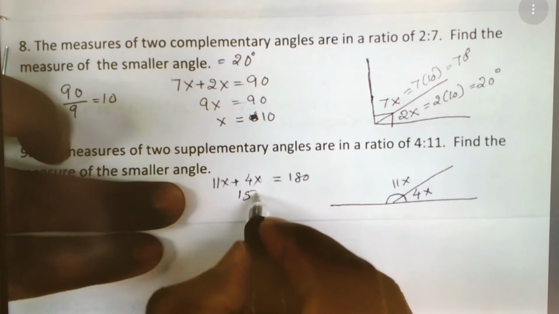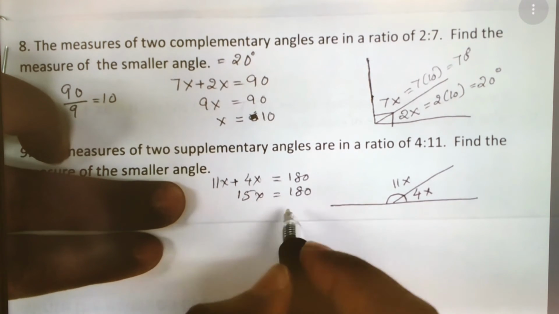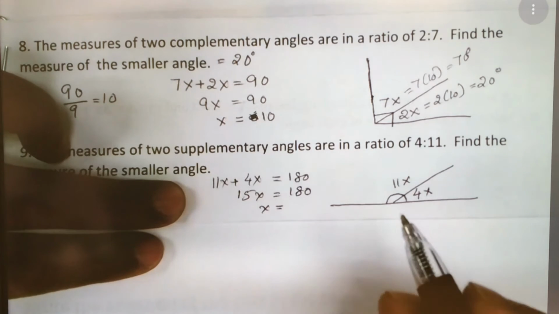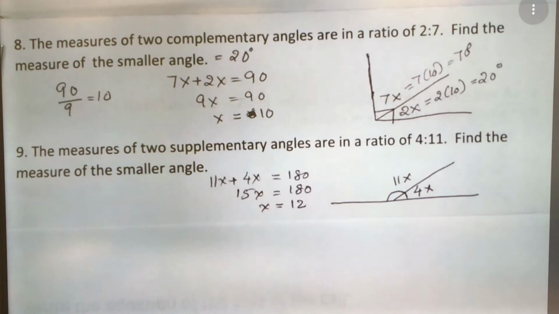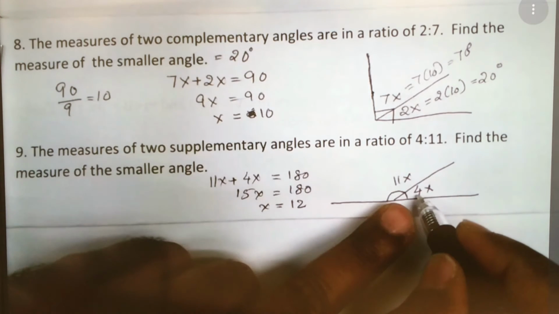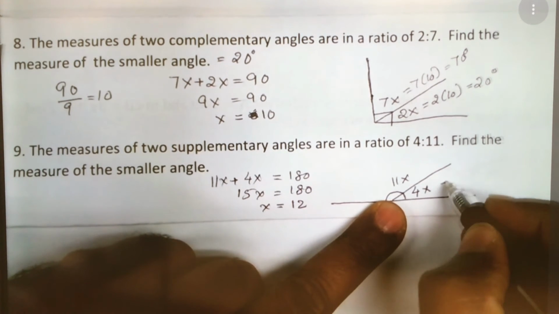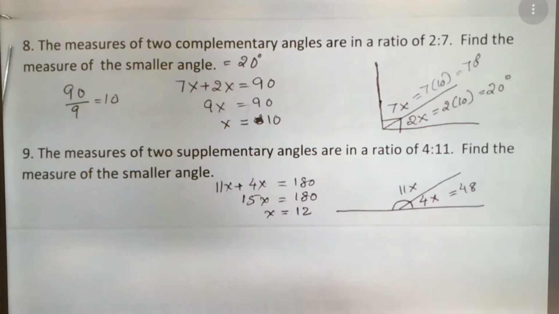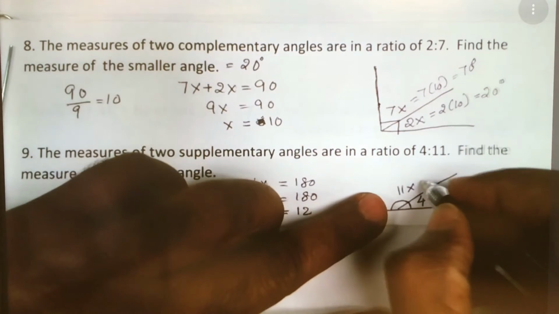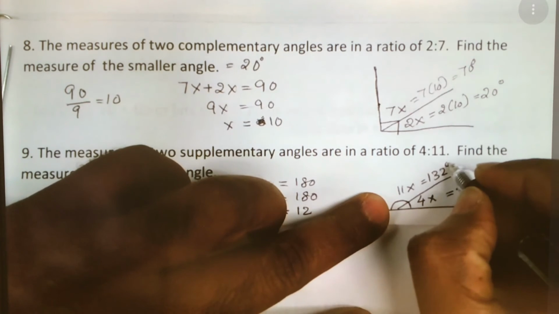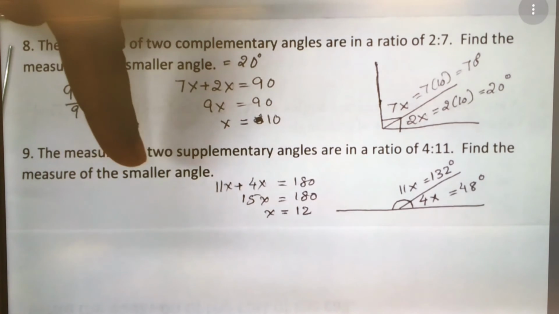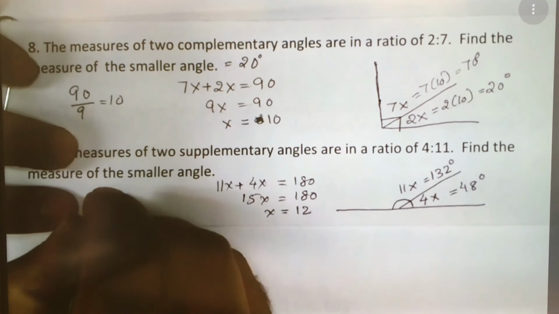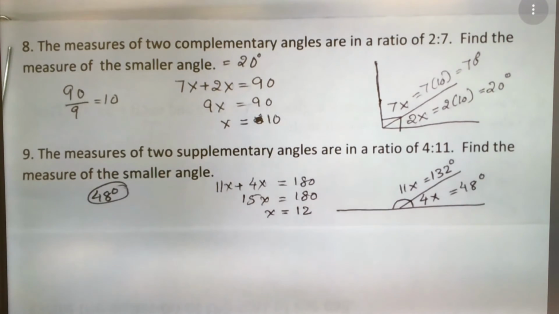That means 15x is equal to 180. That means, dividing by 15 on both sides, x is equal to 12. So I have the value of x. Once you have the value of x, plug that value here. So I have 4 times 12, that becomes 48. And 11 times 12 is 132. So the angles are 132 degrees and 48 degrees. Among those angles, we need the smallest one. The smallest angle is 48 degrees. That is the answer for that one.